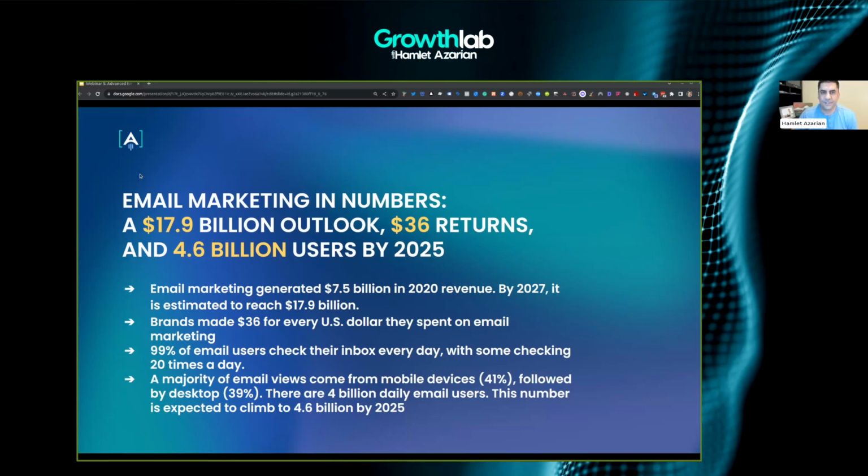99% of email users check their inbox every day, with some checking 20 times a day. So as you can see, it's a very sticky channel for you, and people are actively, constantly checking it. And in addition to that, it's heavily on mobile, 41%, but desktop's not too far behind at 39%. There's roughly around 4 billion daily email users. That's half of the world's population, right? There's 8 billion people in the world, 4 billion of them are active email users. And this number is expected to reach 4.6 billion by 2025.